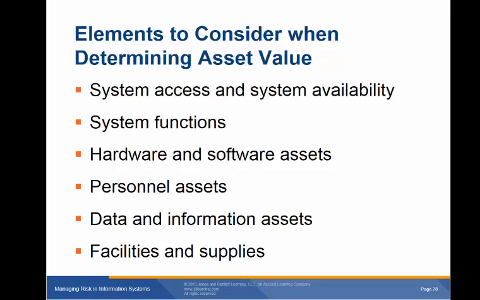Some of the things you want to consider when determining the asset value: access and availability basically refers to how and when the asset needs to be available. Some assets need to be available 24 hours a day, 7 days a week. Other assets only need to be available Monday through Friday during business hours. The more available the asset needs to be, the more risk you have related to outages.